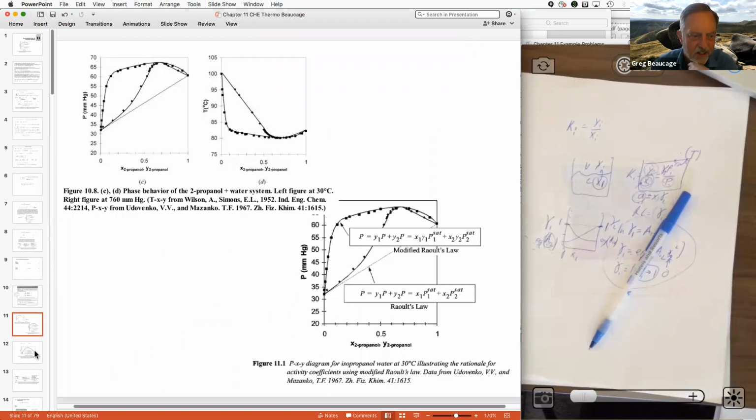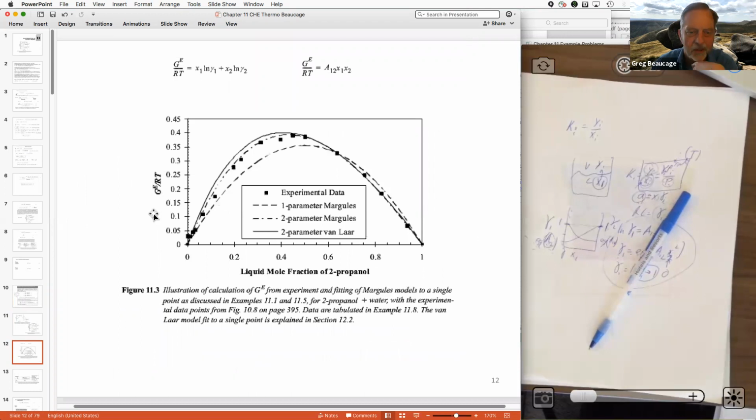Let's see. So that's that. And then if you plot this excess Gibbs, the experimental values for that same system, this is propanol and water. Okay, so you can see that one parameter. So once you have A12, you can calculate this excess Gibbs for that temperature. A12 is 1 over temperature, so this is temperature dependent. You can plot this excess Gibbs as a function of composition. So that's a one parameter Margules.